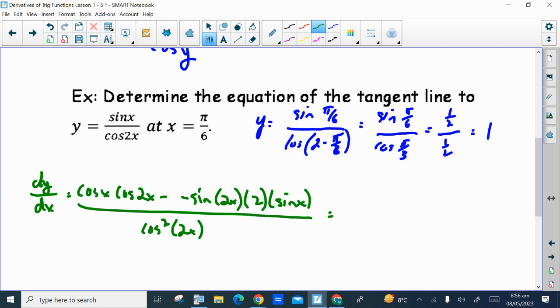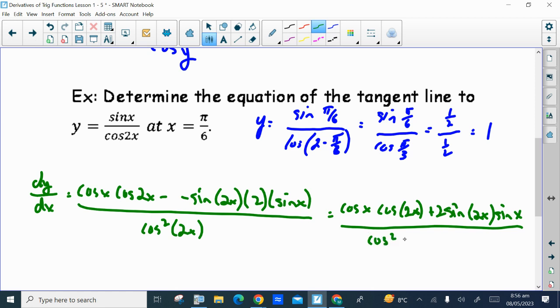So we can simplify this a little bit. We'll have the cos of x times the cos of 2x. Those two arguments are not the same, so you can't combine them. Same thing with the second term. We can't combine the sine 2x and the sine x, but we can change the minus minus to a positive and bring the 2 in front. So it'll be plus 2 sine 2x sine x all over cos squared 2x. And really that's all we can do to simplify this.